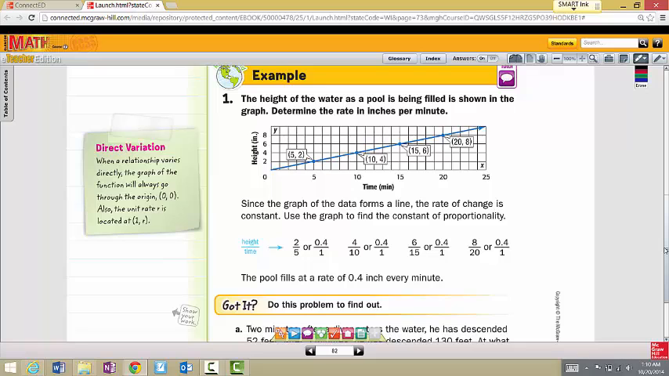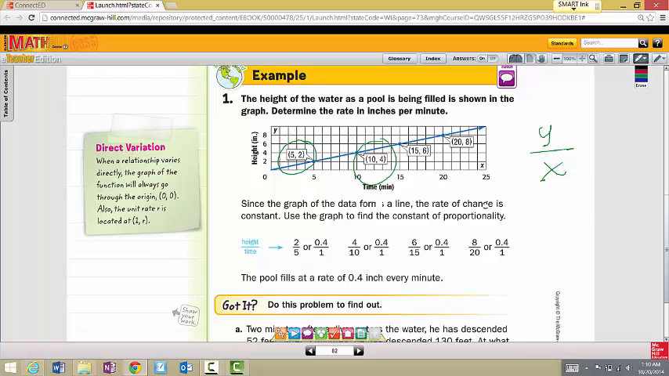So in this situation, you have the height of the water in a pool that is being filled. It's shown in the graph, and you have to determine the rate in inches per minute. The points are (5, 2), (10, 4), (15, 6), and (20, 8). Now, in slope, you're going to write it as y over x. So it's 2 over 5, 4 over 10, 6 over 15, and 8 over 20.